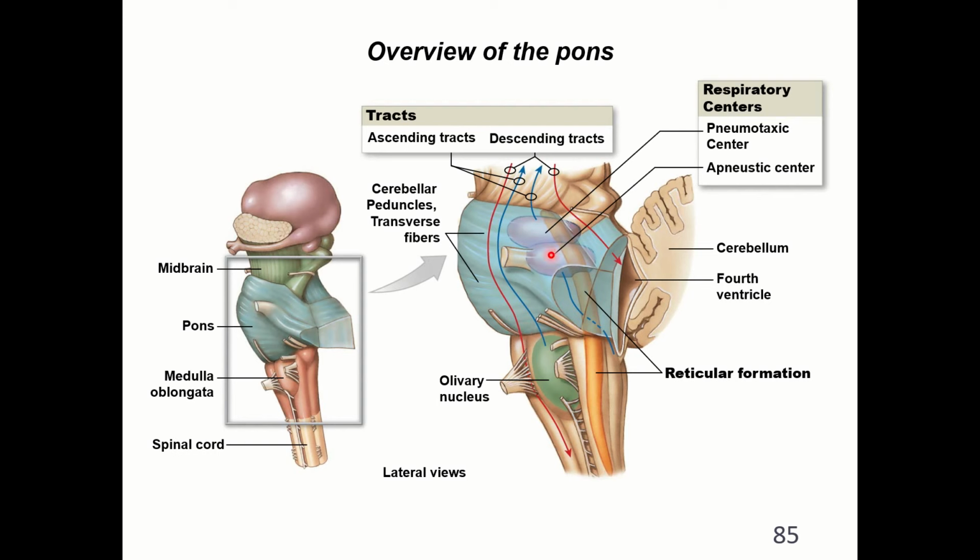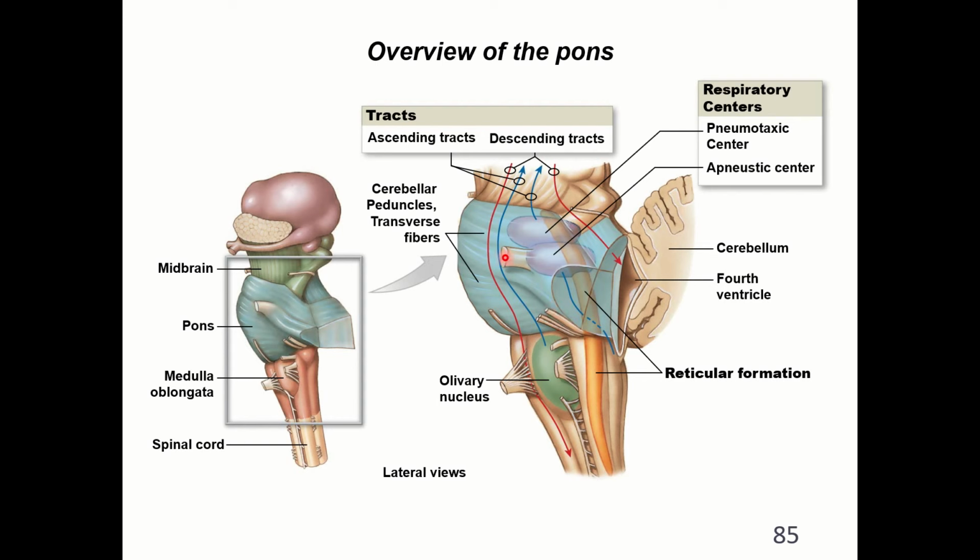Here are the respiratory centers of the pons, the pneumotaxic and apneustic center, which are going to help control the rate and depth of inhalation as well as exhalation. And then it will be connected to cranial nerves 5. Here's cranial nerve 5, 6, 7, and 8.